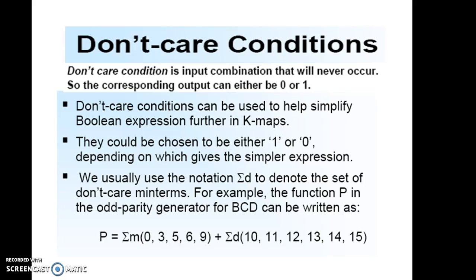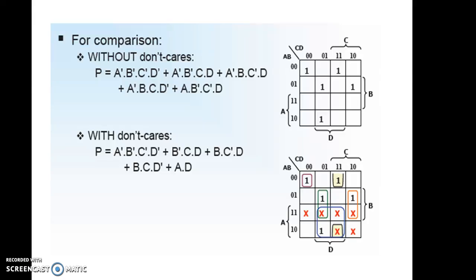We usually use the notation summation d, where d is don't care, to denote the set of don't care minterms. For example, the function P, the odd parity generator for BCD, that is binary coded decimal, can be written as P equals summation m of minterms 0, 3, 5, 6, 9 plus summation d of 10, 11, 12, 13, 14, 15. In BCD, we cannot denote 10, so we consider everything after 9 as don't care conditions.